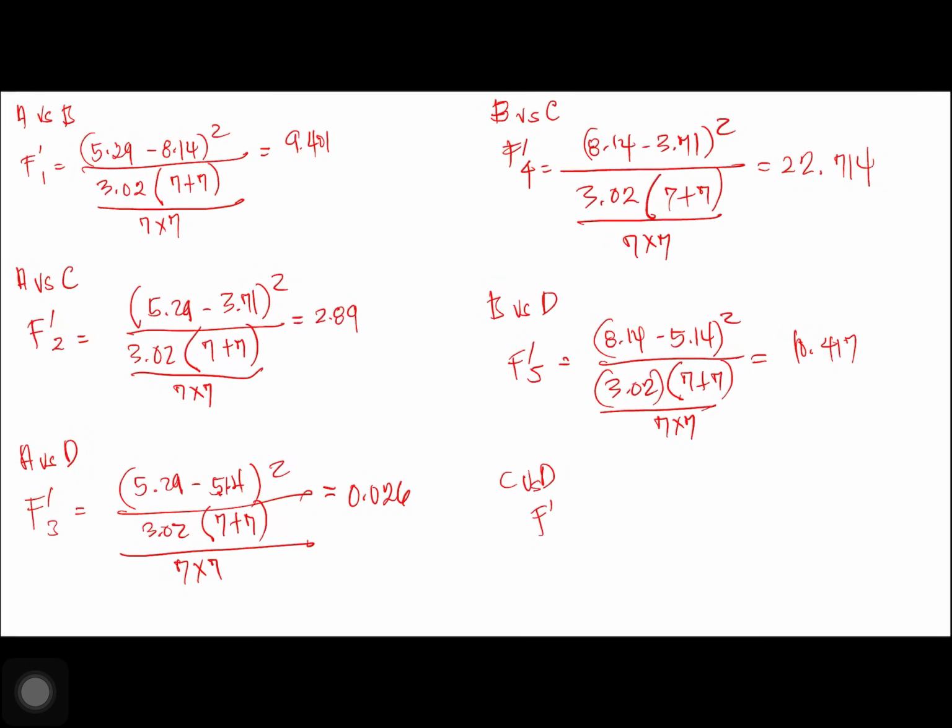The next is C versus D. We have there F prime 6. We have our C, 3.71, minus the mean for D, 5.14, squared, divided by 3.02, the mean square within, times 7 plus 7 over 7 times 7. We have there 2.37.